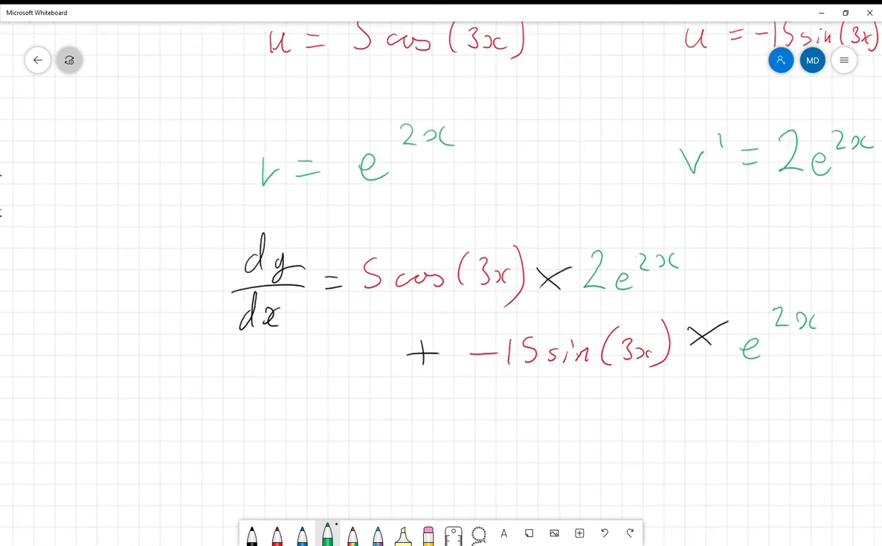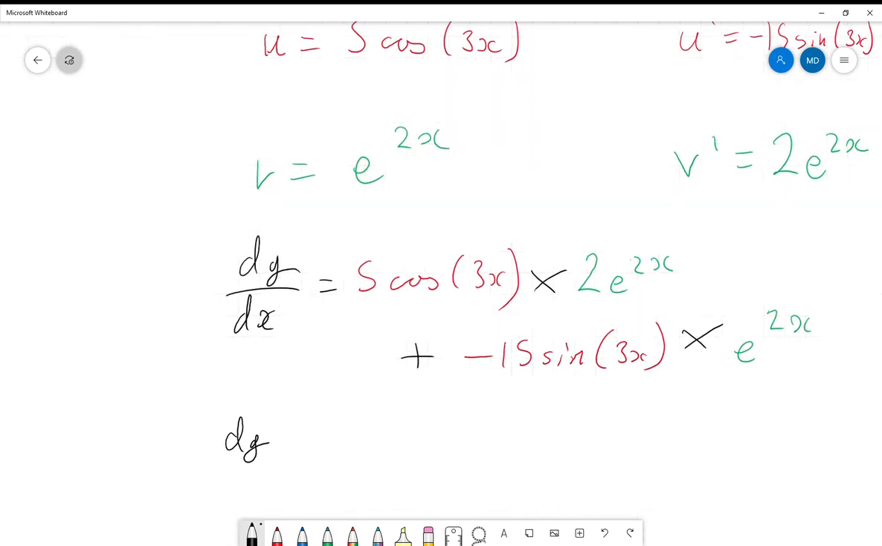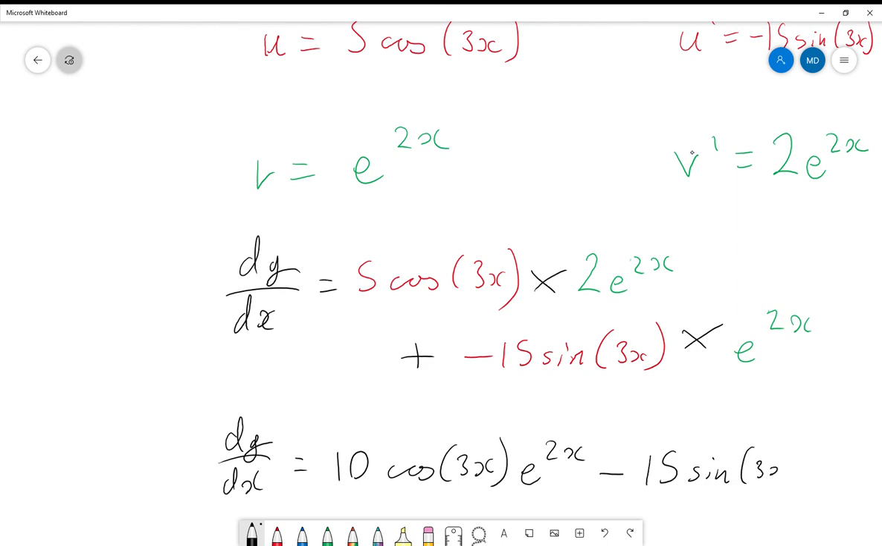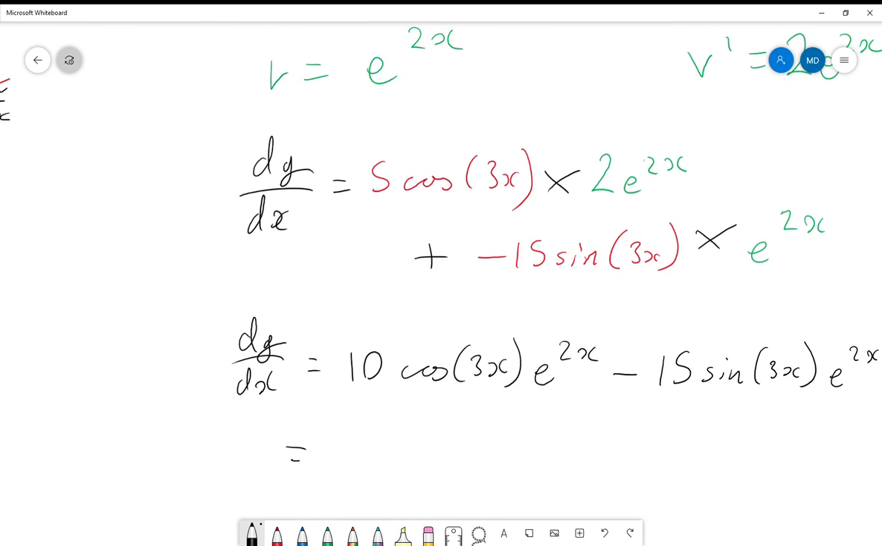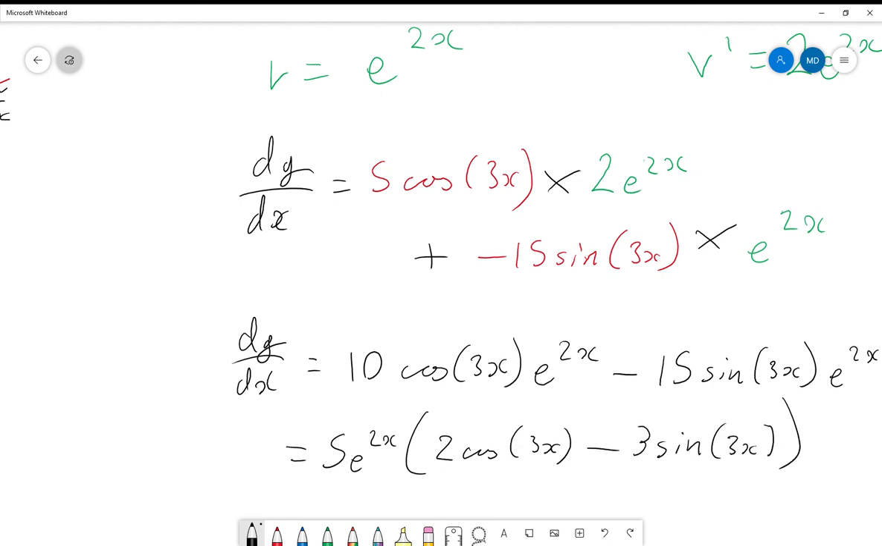And then we simplify, so we get dy by dx is equal to 10, 5 times 2, cosine 3x e to the 2x minus 15 sine 3x e to the 2x. And then we can do a little bit of factorizing, make it maybe look a little bit nicer. That's equal to 5e to the 2x lots of 2 cosine 3x minus 3 sine 3x. And we're done.